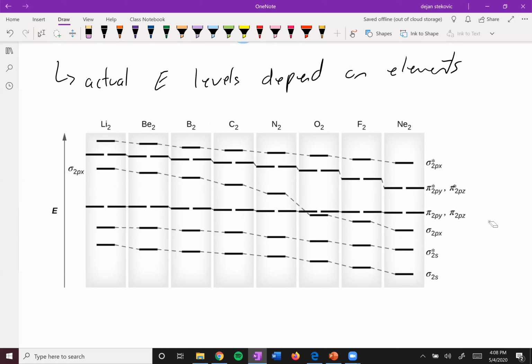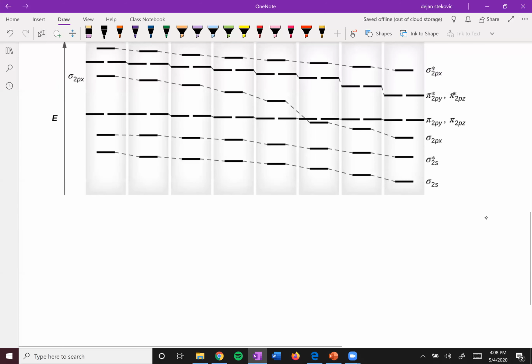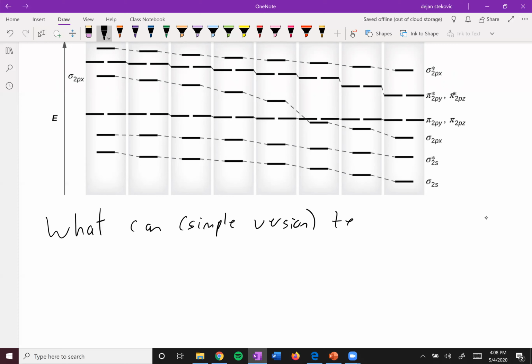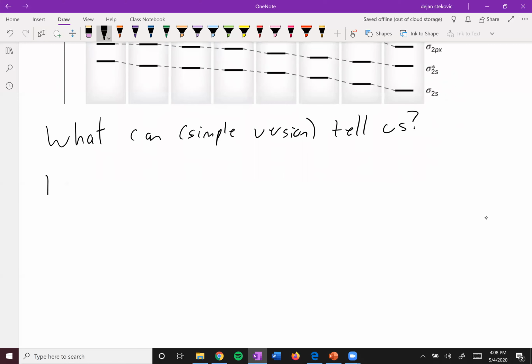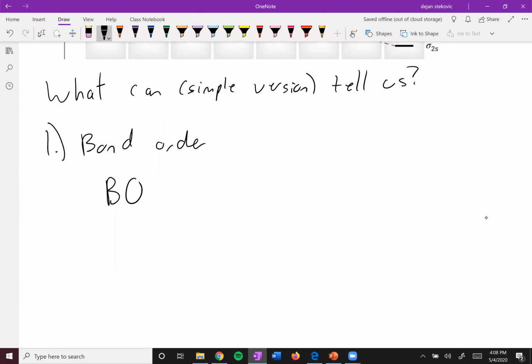And so the first thing you do is you make your MO diagram. The second thing is you fill it with valence electrons. So let's take a look at what a simple version at least can tell us. And so the first thing you can predict is bond order. So similar to Lewis structures, where we predicted some bond order, molecular orbital theory is going to be much more accurate in terms of the actual bond order.